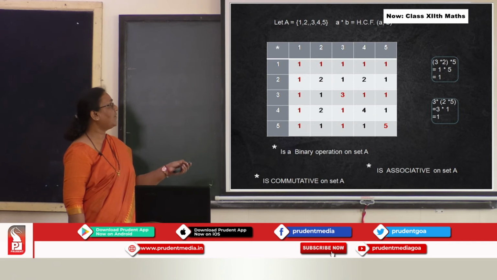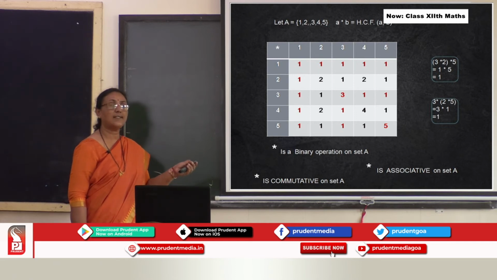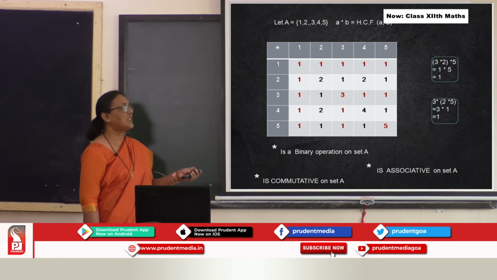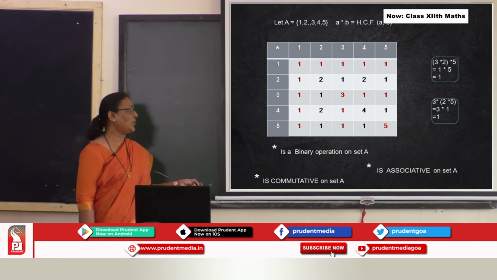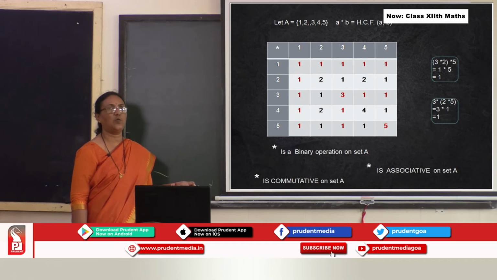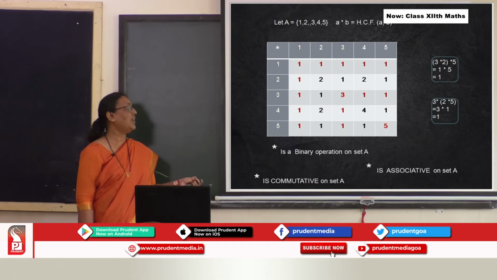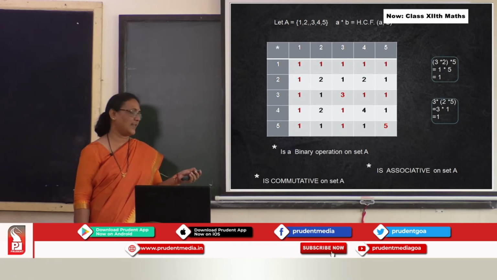Like that you check with any other numbers, you will get the same answer. So this is an example where it is a binary operation, it is commutative, it is associative. Is it clear to you all? So all three things are there in this example.